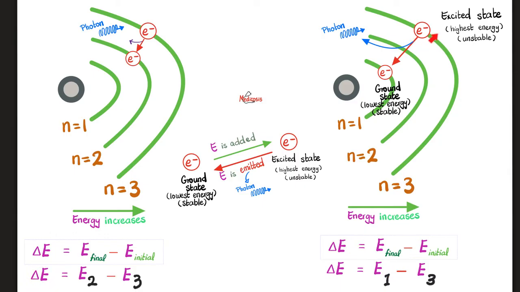How about this one? It's very similar. The electron is descending into a lower energy shell, which means the delta E here will be also a negative number.